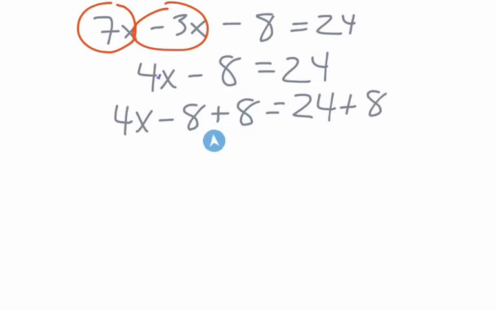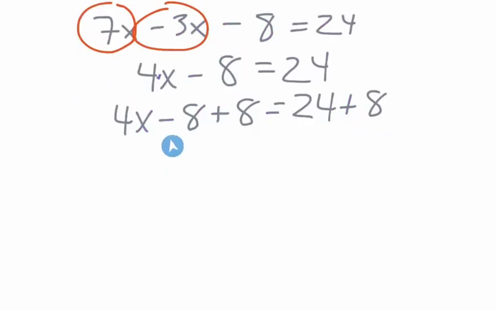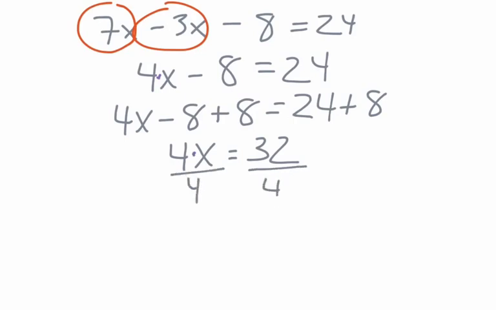Now notice I switched up the notation. So instead of doing it vertically, I'm doing it horizontally. That's just to keep things fresh. -8 plus 8 is 0, which is why that drops out. 24 plus 8 is 32. This we established was multiplication, and so we can undo multiplication with division. 4 over 4 is 1, which is why that cancels out. And 32 divided by 4 is 8.